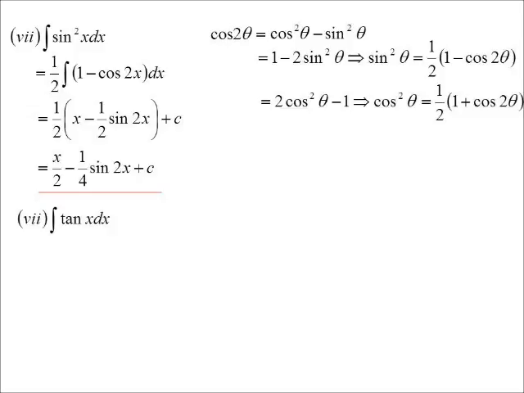Integral of tan x. Who remembers from yesterday? Close. Very close. Oh, close.